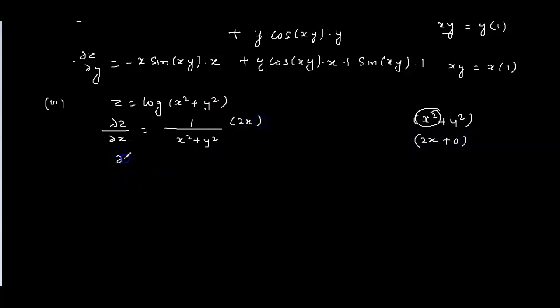Similarly, with respect to y, we'll get 1 upon x square plus y square, and this bracket part, x square plus y square, we need to differentiate with respect to y. So x is constant here, giving 0, and y square gives 2y. So this is the partial differentiation of z with respect to y.